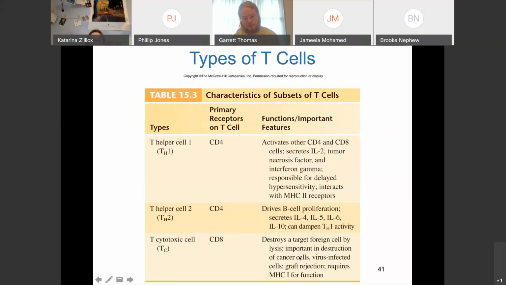Important: destruction of cancer cells. If the cancer goes in and changes that cell, it changes the markers on the outside, and the CD8 cell says, listen, you don't look quite right. I'm going to go in and destroy you.